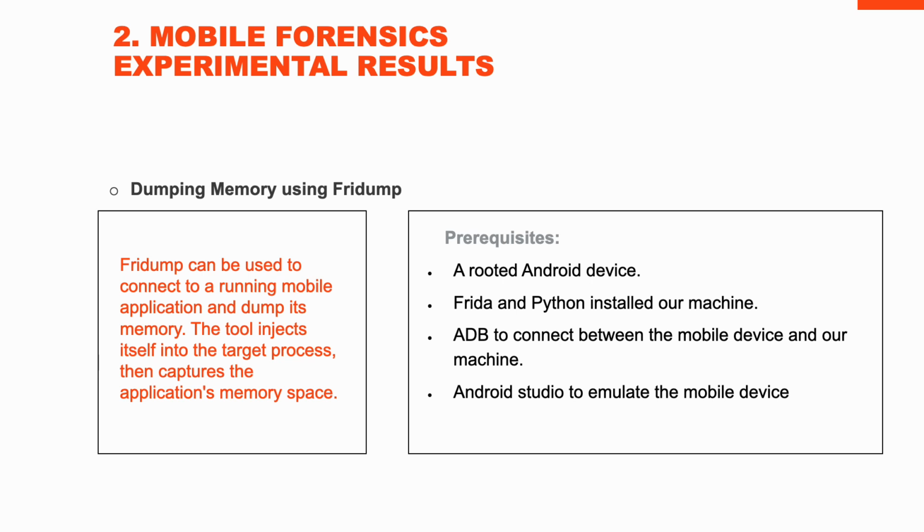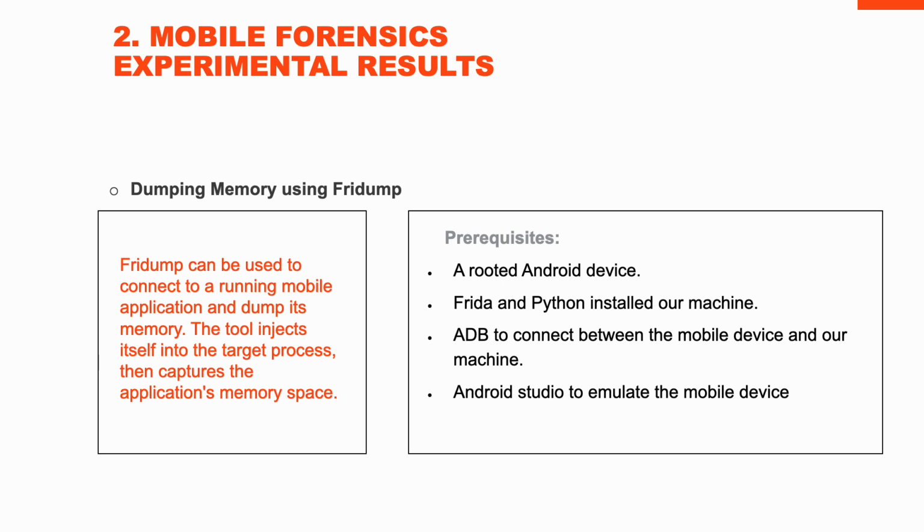In the mobile, we have also examined the memory, and to examine the memory, we utilize a tool called FridaDump. It's part of the Frida framework, and FridaDump can attach itself to a target process to capture the memory space. So as a prerequisite, we need the device to be rooted.